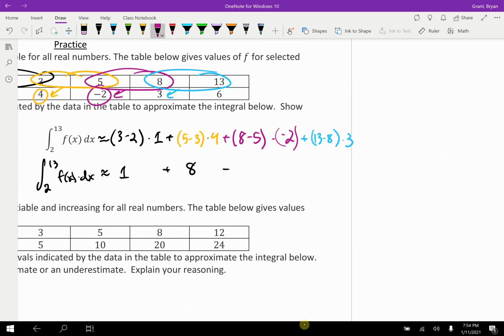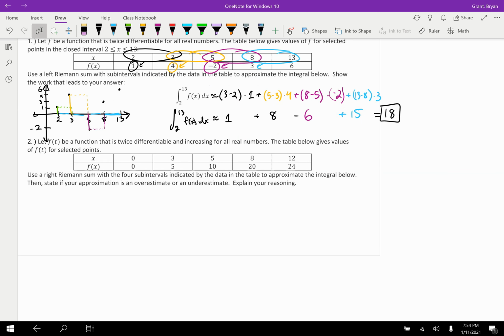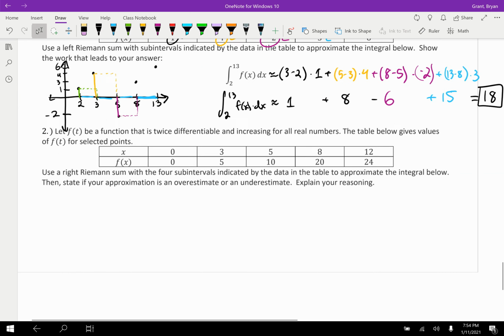So 8 minus 5 is 3. 3 times 2 is 6. So we'll call it an area of negative 6. That's below the x-axis. And last but not least, 5 times 3 is 15. So I think finishing this out, 15 and 8 is 23, 24. 24 minus 6 seems like 18. Whew! Okay, last but not least.